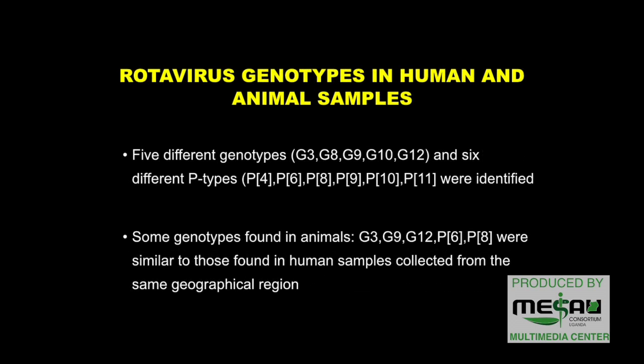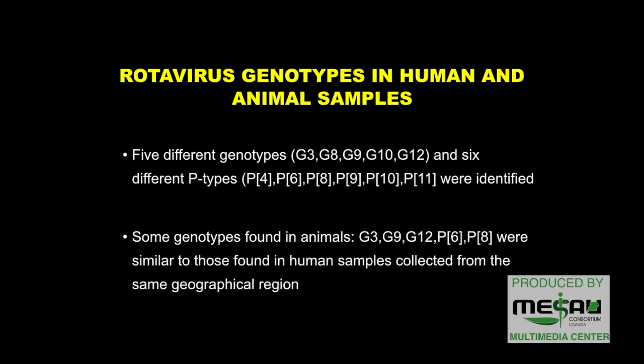On genotyping, we found many genotypes. There were 5 different G types, G3, G8, G9, G10, and G12 in the animal samples, and we found 6 different P types. That's P4, P6, P8, P9, P10, P11. This is the animals. And what we noted is that the genotypes G3, G9, G12, P6, P8, which were recorded in the animal samples, were similar to what we had found in study 1.